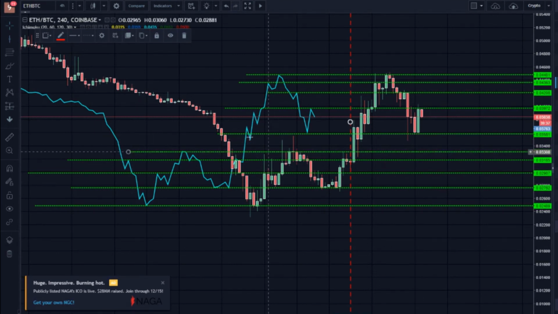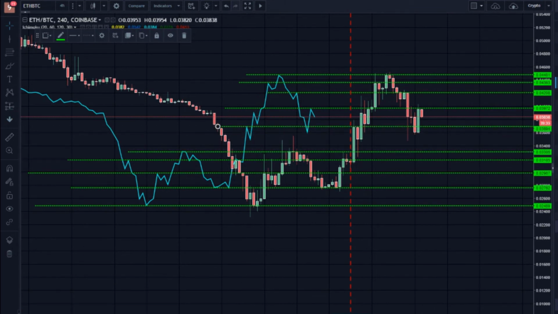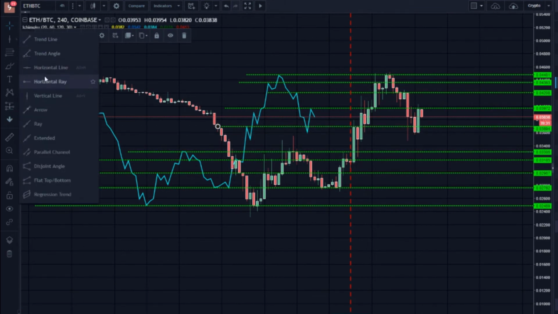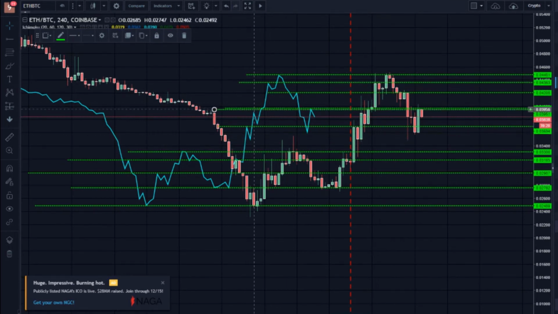So right about here would have been a decent buy. I want to move this one up a little, and then we can add another one into here. Now you could have bought at that candle and you would have got in a pretty nice rise here, or you could have waited for the CS to actually break this current line.